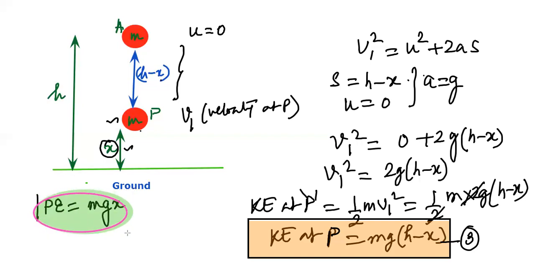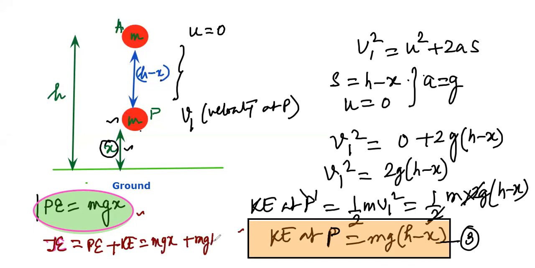Now, in order to find out the total energy, what should I do? We should add these up. Our total energy will be equal to the potential energy plus kinetic energy, this one plus this one. So this will be equal to mgx plus mgh minus mgx, because I have multiplied mg with h and mg with x. If I just cancel, mgx cancels. So the total energy you are getting is mgh.